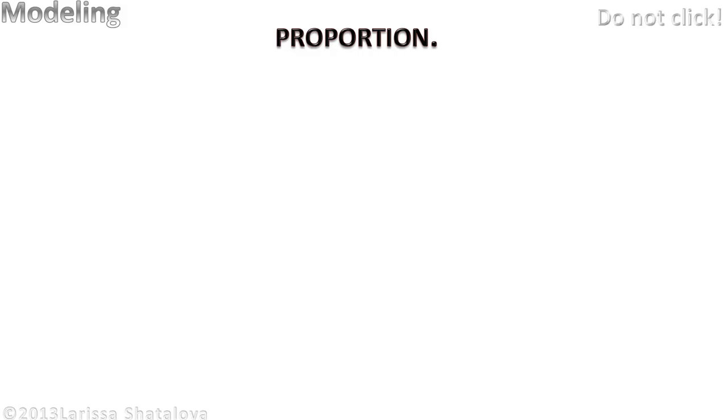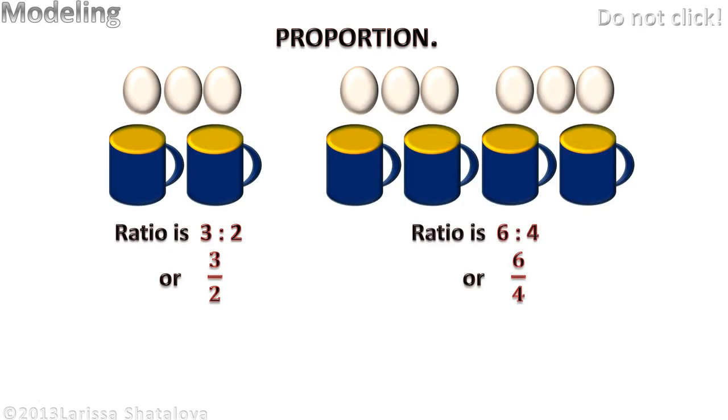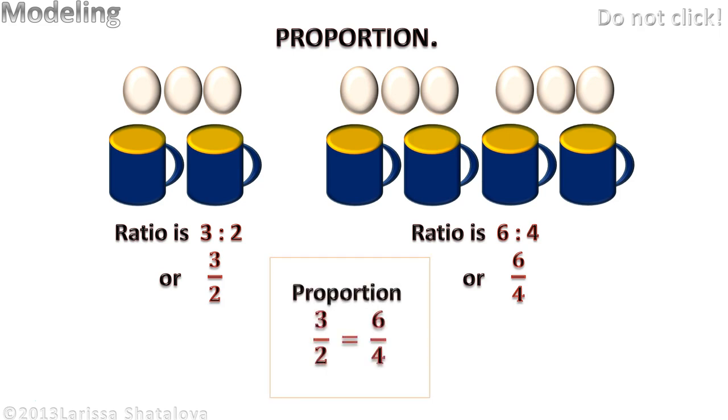Now let's talk about what we saw in the previous 2 slides. The first slide shows the ratio 3 eggs to 2 cups of cornmeal, or 3 over 2. And the next slide shows the ratio 6 eggs to 4 cups of cornmeal, or 6 to 4. But in both of them, what do we see? For each 3 eggs, we have 2 cups of cornmeal. Now, if we compare these two ratios, 3 over 2 and 6 over 4, they are equal because they show the relations between eggs and cups of cornmeal. For each 3 eggs, we have 2 cups of cornmeal.